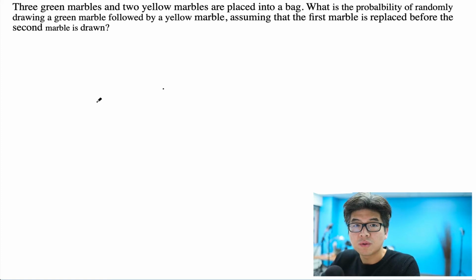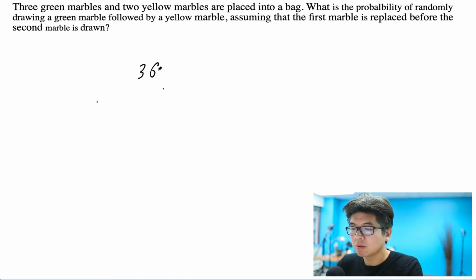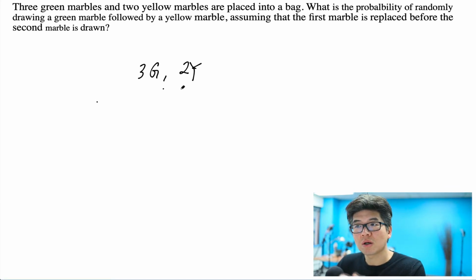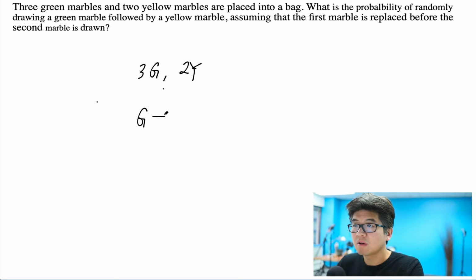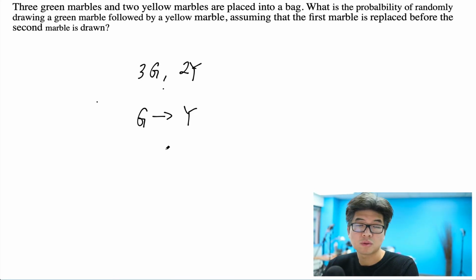All right, let's do this one together. So let's read it carefully. First, 3 green marbles and 2 yellow marbles are placed into bags. So 3 green and 2 yellow. Okay. What is the probability of randomly drawing a green marble followed by a yellow, assuming that the first marble is replaced before the second marble is drawn?